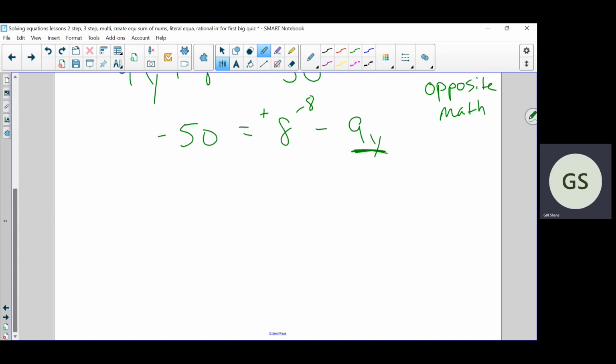Again, whatever I do to one side, I do to the other. And in the process of doing that, I need to be thinking that I'm doing opposite math to get rid of stuff, to get that variable by itself. So what's my number one rule again? What do I need to do?